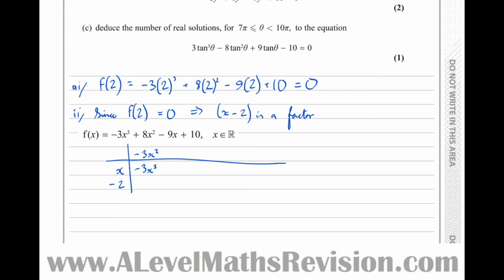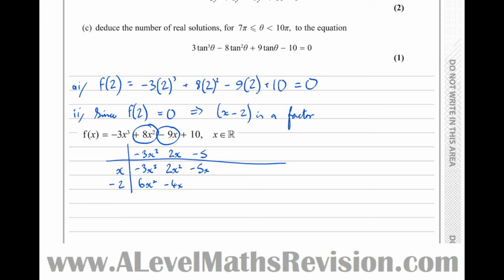So minus 3x squared times minus 2 is 6x squared. Now I don't need 6x squareds, I need 8x squareds. So I need another 2x squareds. That allows me to see what goes at the top here. So I times 2x by x to get 2x squared. And this allows me to fill in the rest of the grid. Minus 4x. I need minus 9x's, not minus 4x's. So I need another minus 5x's, which allows me to fill this in here.